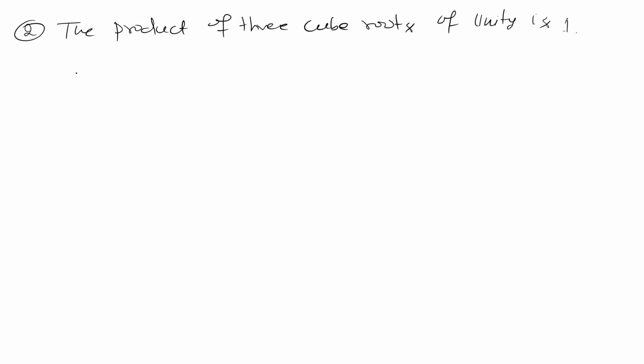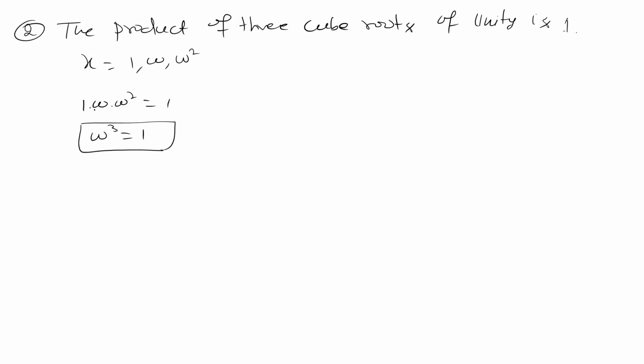It means what is the value of x? x is 1, omega, and omega square. So now when you multiply these, 1 into omega into omega square is always 1. That is, omega to the power 3 is always 1, right?